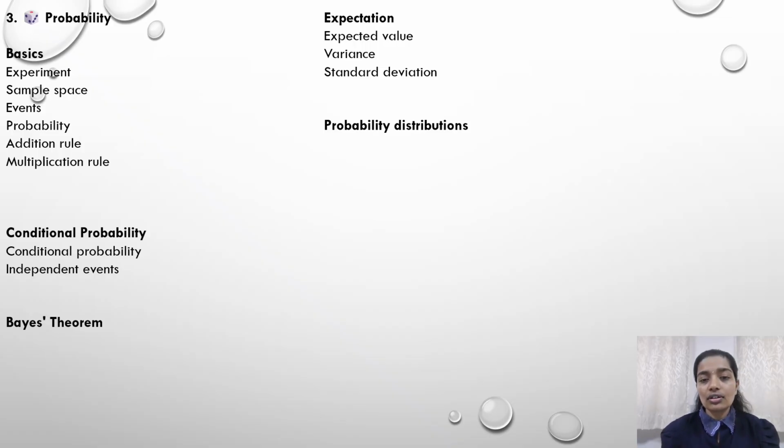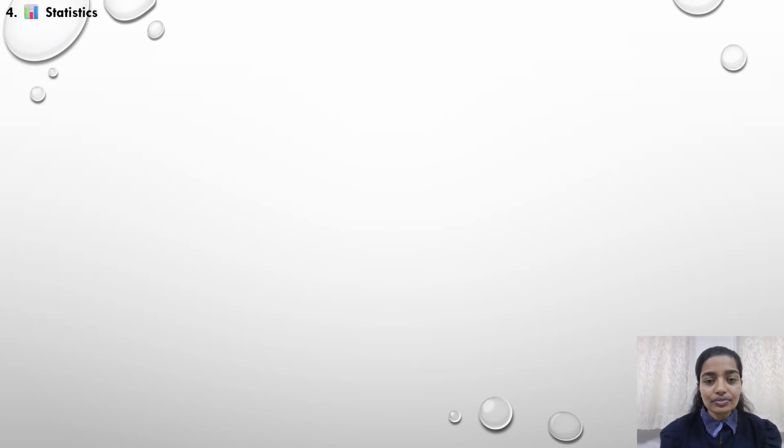Then probability distribution. Again, in any 11th or 12th standard book, you can just come up with all these things, so you need not refer to any other book. This is what I feel. Then we have statistics. Statistics starts with mean, mode, median, the basics. Start from that.